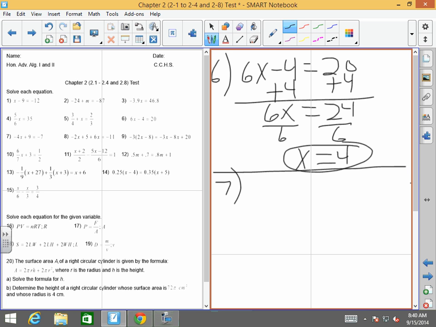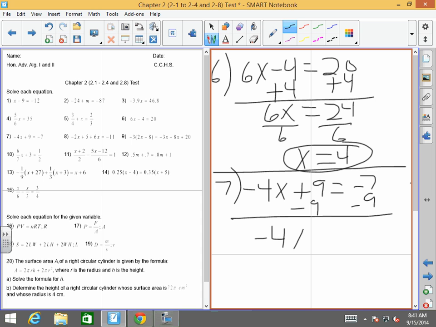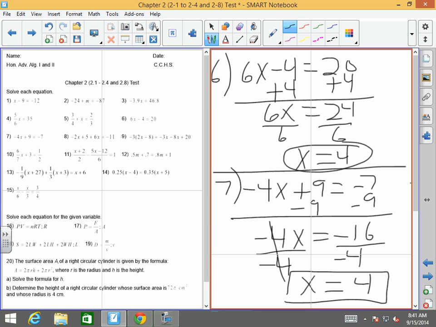Number 7. Negative 4x plus 9 equals negative 7. Subtract 9 from both sides. Negative 4x equals, when the signs are the same, you add and keep the sign, negative 16. You cancel out multiplication with division, so you divide by 4 on both sides, gentlemen. And x will equal 4, because a negative divided by a negative is a positive, my brothers.